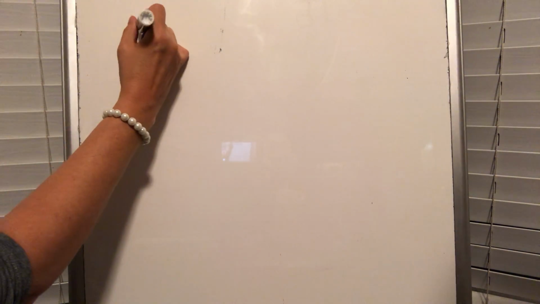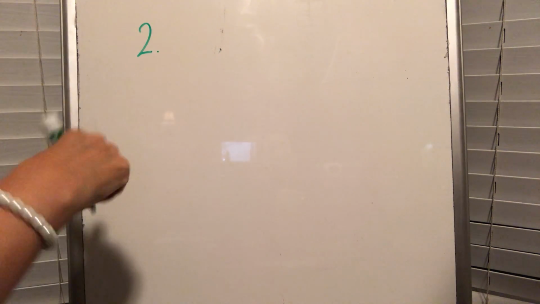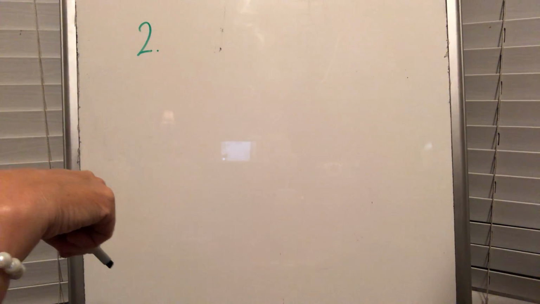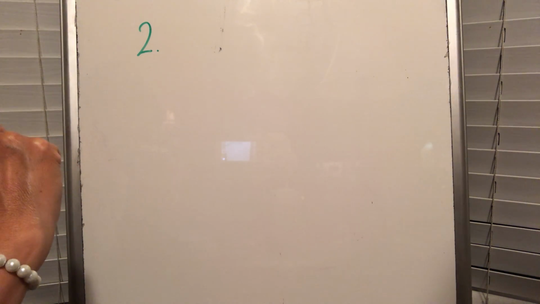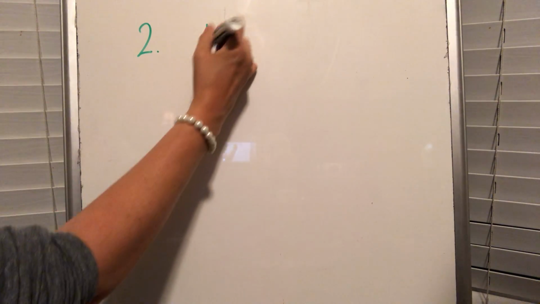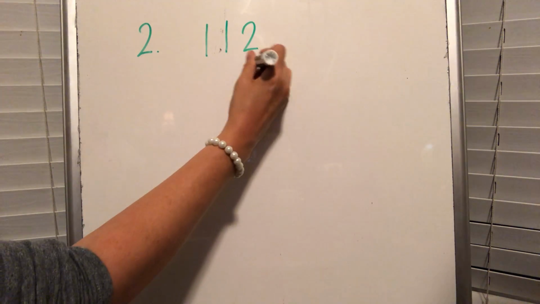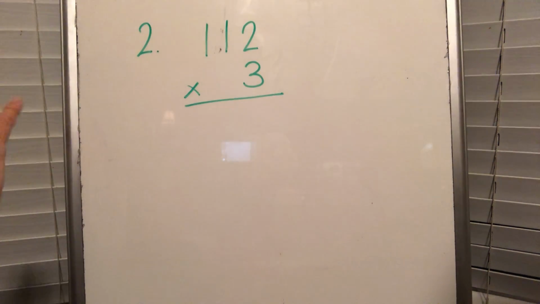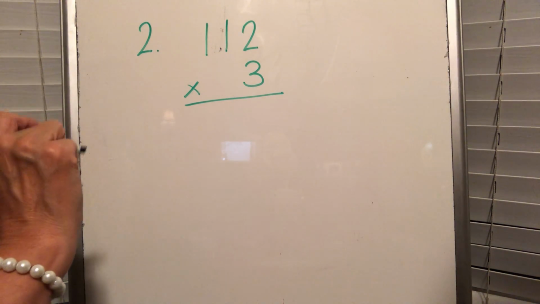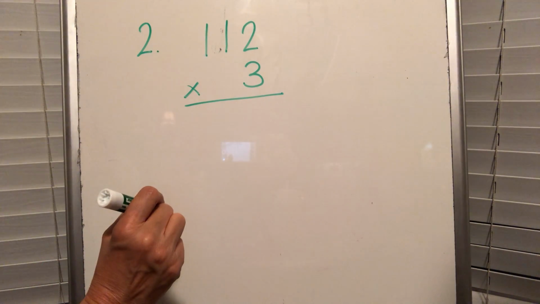For number 2, I'm actually going to skip the addition problem, okay? 112 plus 112 plus 112 is the same as multiplying 112 times 3. We're very clear on the addition part, so I'm not going to take any more time to do that. I want to focus on the multiplication, all right?